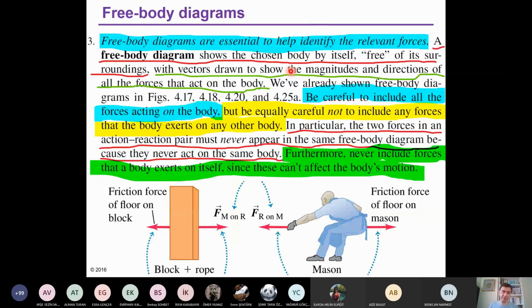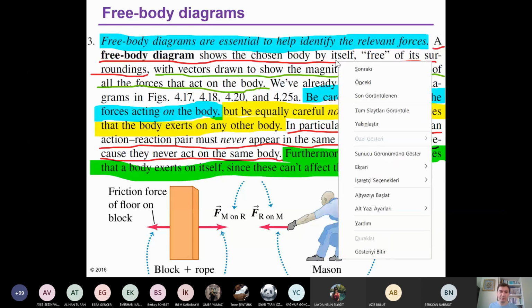Here we have the third point in free body diagrams. We have a lot of important information here. I will try to tell you step by step. Free body diagrams are essential to help identify the relevant forces. A free body diagram shows the chosen body by itself. For example, you have chosen this body, the marble block, or you have chosen the mason.